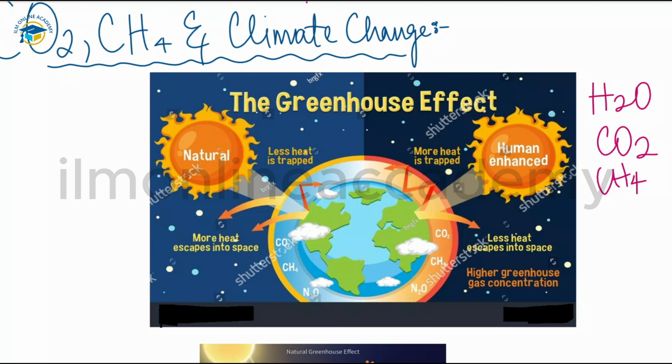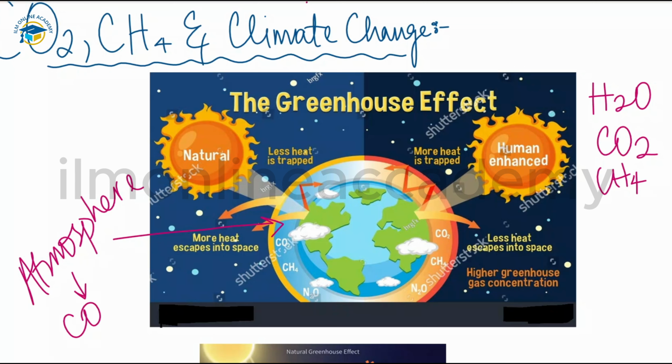Greenhouse effect is basically the natural phenomenon in which the thermal energy from the sun is trapped at the earth's surface by certain gases that are present in our atmosphere. As you can see here, this is the layer of atmosphere, or layer of gases, that surrounds our earth. In this layer we have greenhouse gases like carbon dioxide and methane.